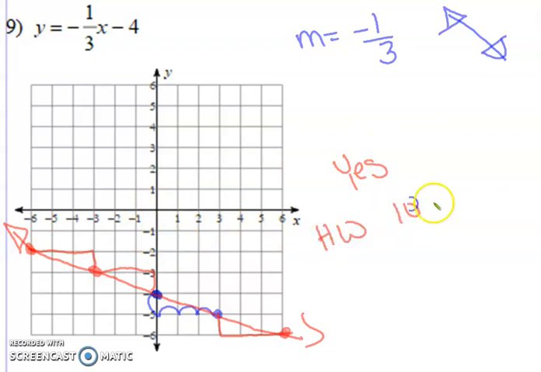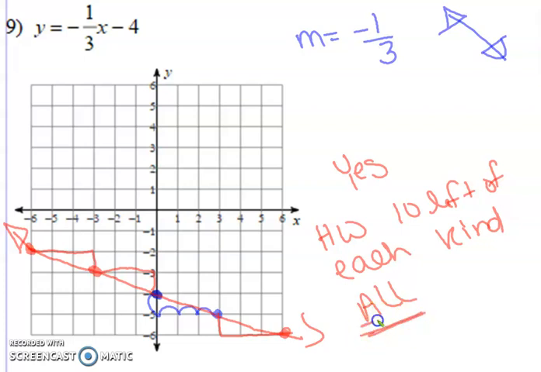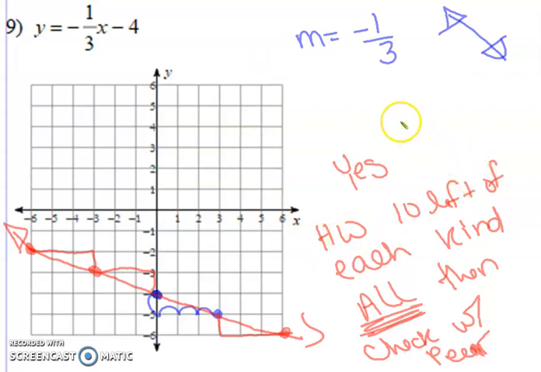There are 10 left of each kind. I want you to do all, because these are easy. Then check with a peer, or a friend, a partner, somebody. Check with somebody. Okay, when you're done, turn it in. You should probably finish this before the hour easily. Okay, homework, 10 left of each kind. That's 20 total, but these should take you less than half the hour left.